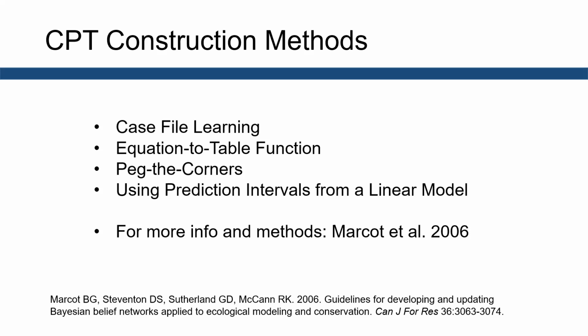And then another thing that I did was using the prediction intervals from a linear model. This was a method that I used as an alternative to the equation to table function to try to better account for the variability within the prediction intervals. Another great source for this topic is Marcot et al. 2006. There's a reference at the bottom of the slide, and that is a great starting point for how you develop and build these conditional probability tables in Bayesian networks.